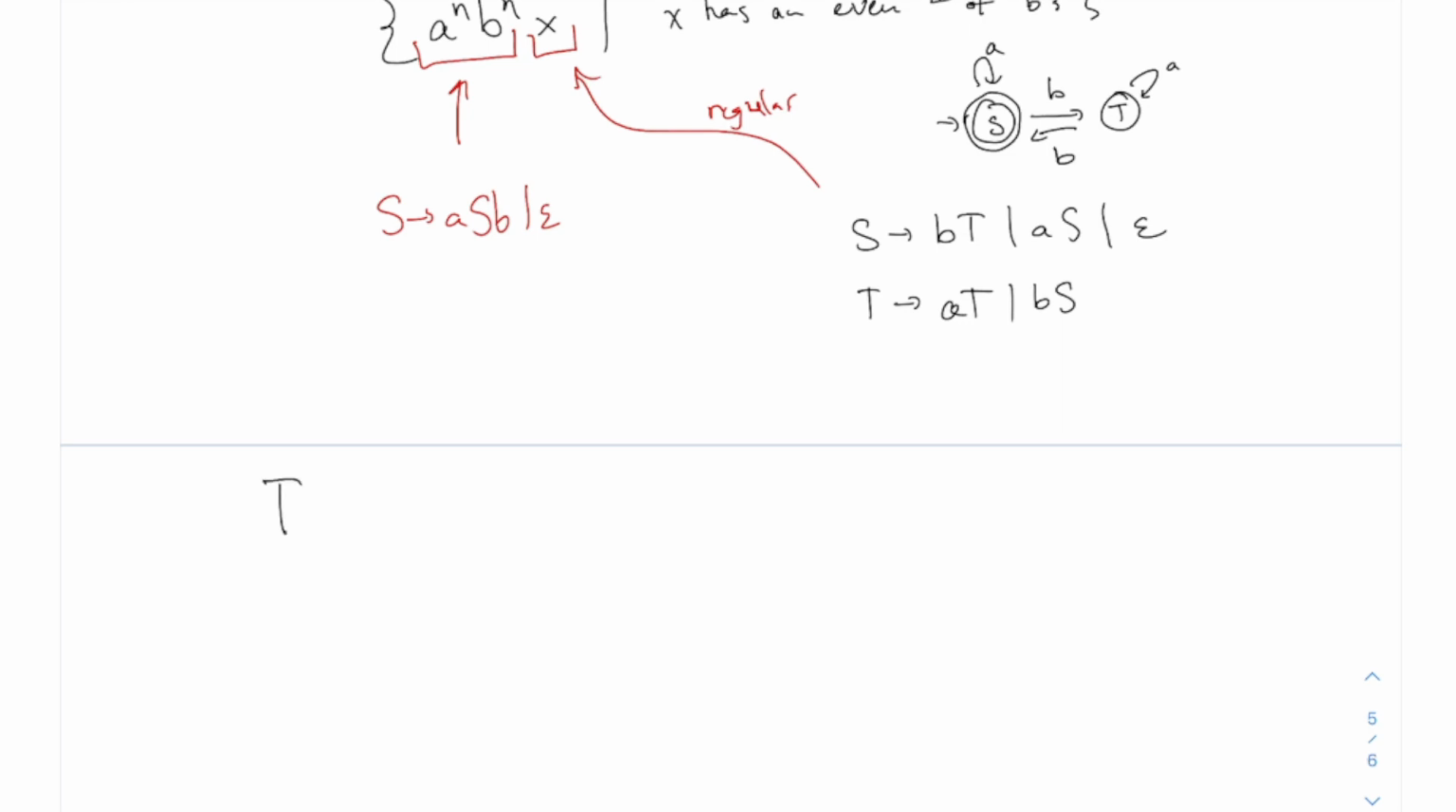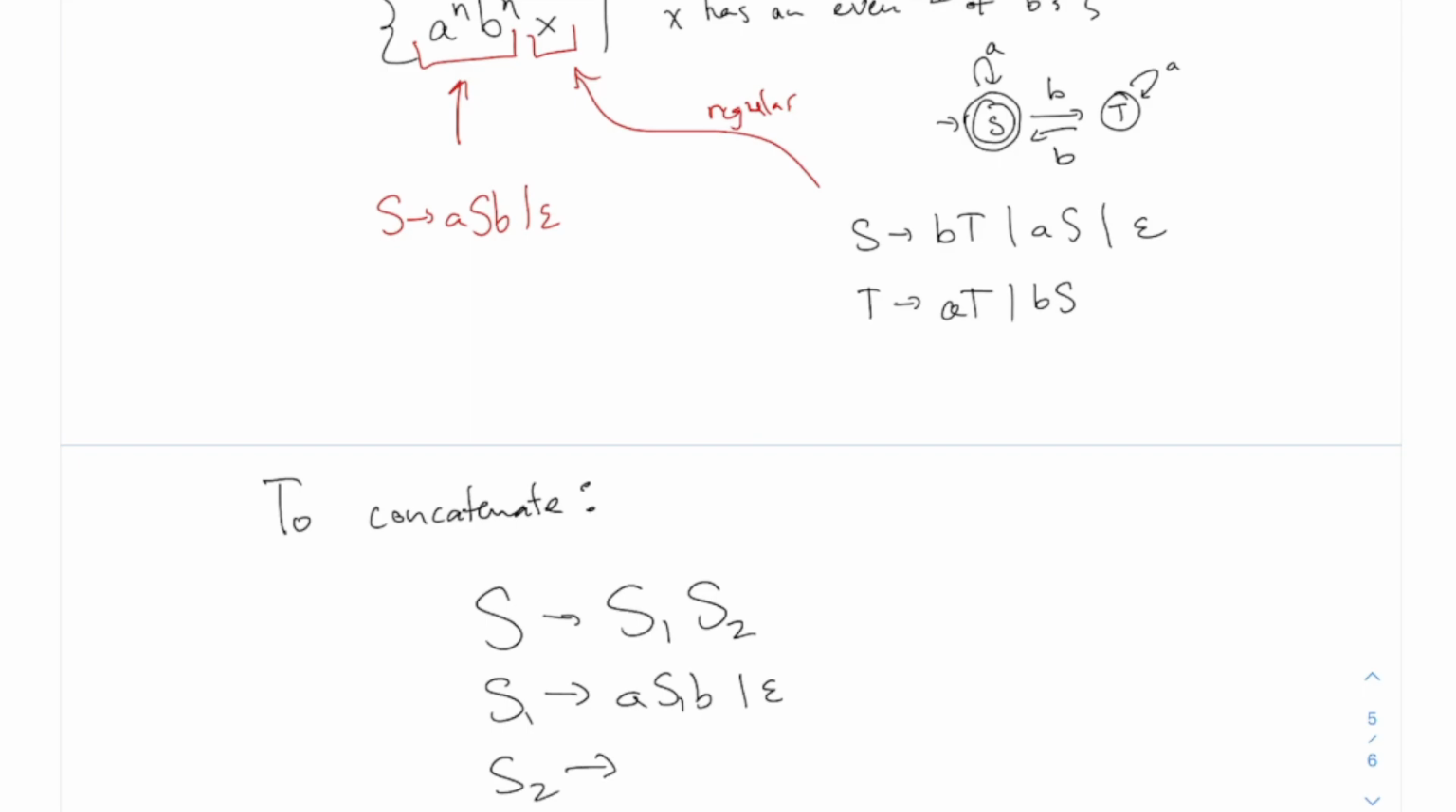To concatenate, you've got to start with S, but here's what we do. S goes to S1 S2. And then S1 is that first one: A S1 B or epsilon. S2 is that whole grammar from the second one.